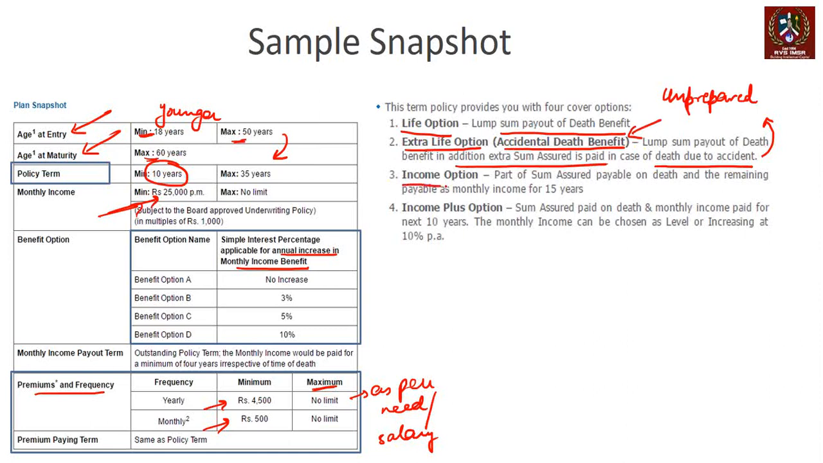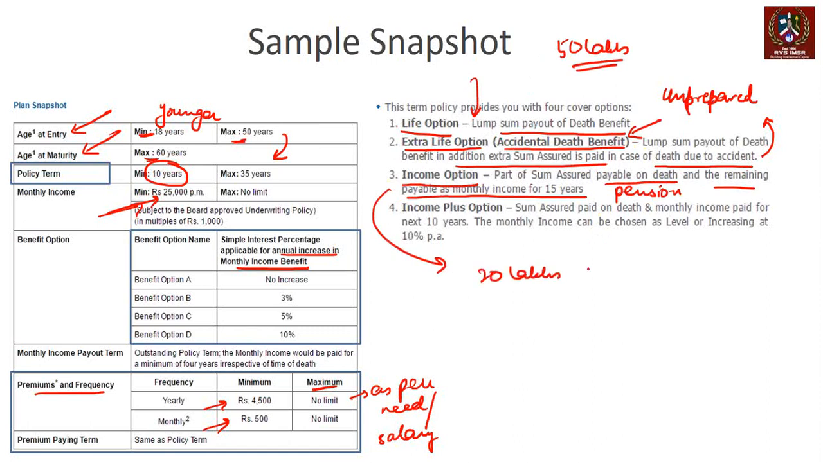Then there is an income option where some part of the sum assured is payable on death and the remaining is payable as monthly income for 15 years, sort of a pension, in case you want that instead of getting a lump sum payout. Let's say the lump sum payout was 50 lakhs. Now you're saying, instead of 50 lakhs, I will take in option 3, 20 lakhs as lump sum payout plus an annuity being paid monthly, correct, for the next 15 years. So you could choose that as well.